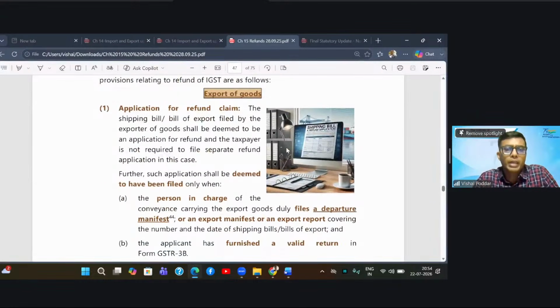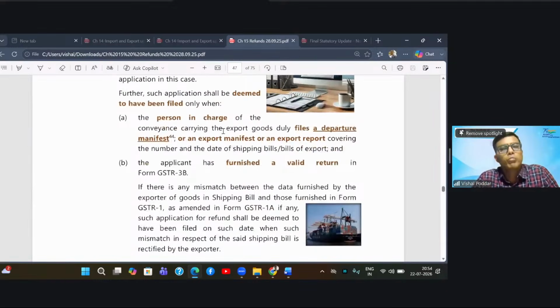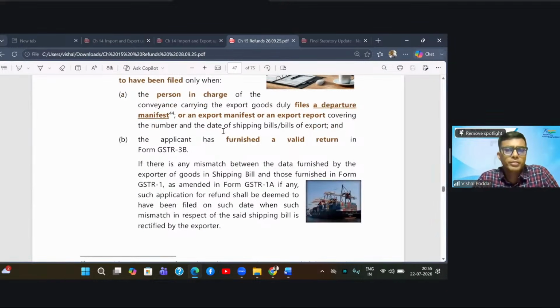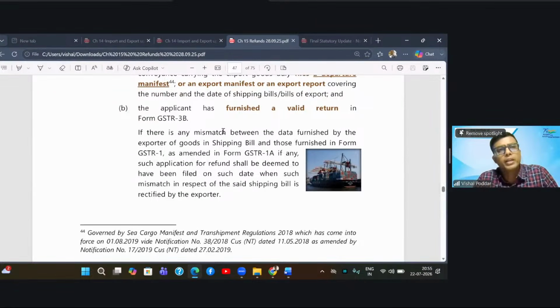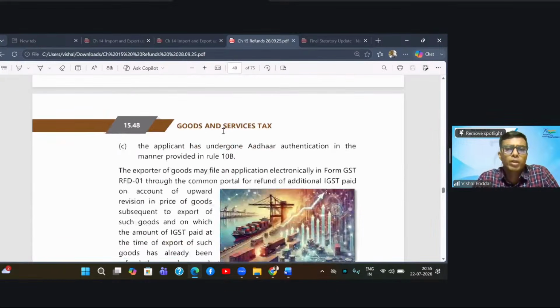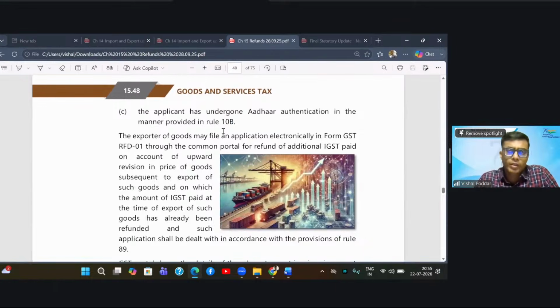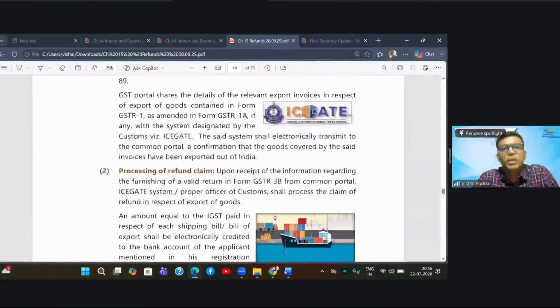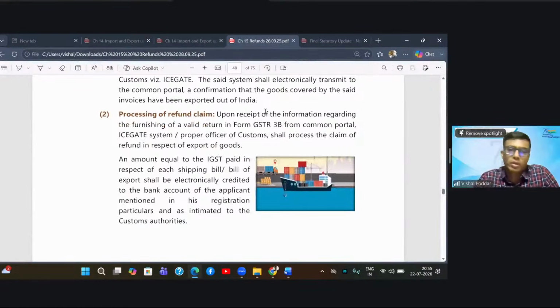The most important point, wherever you are doing with payment of tax export, you need not file a separate application under RFD 01. Watch what we were doing for claiming refund of accumulated ITC. Here, your shipping bill or the bill of export itself acts as an application. So the moment you upload all your returns, the returns are automatically directed to the ICEGate portal, and from the ICEGate portal, once the confirmation is done, you get the refund. Again, the same condition, the applicant should have undergone Aadhaar authentication, then only the refund will be allowed. Otherwise, the refund is not allowed.